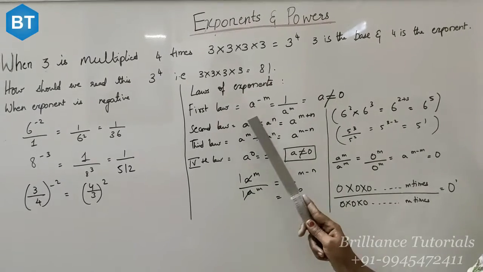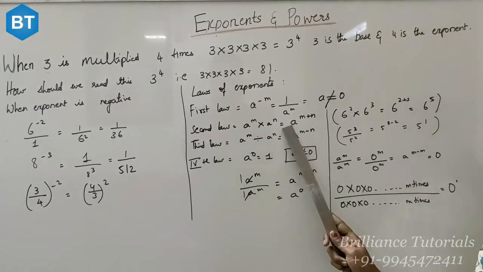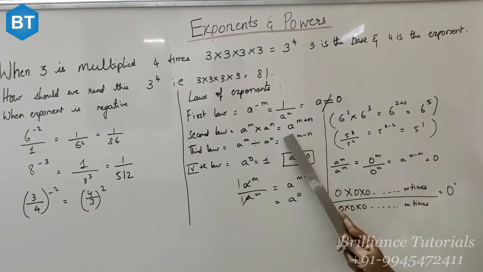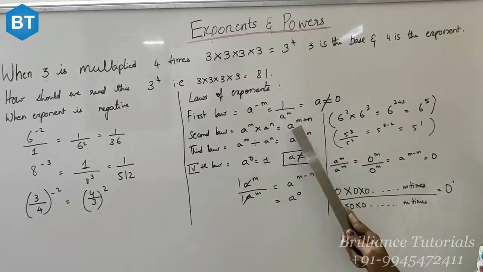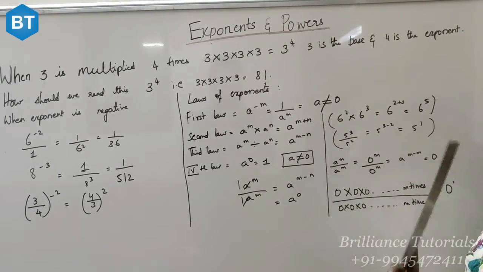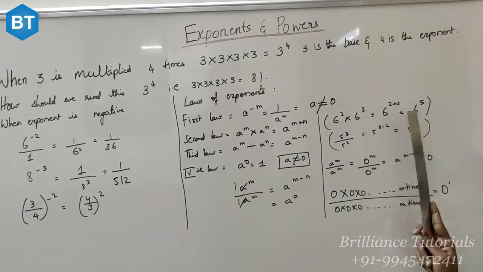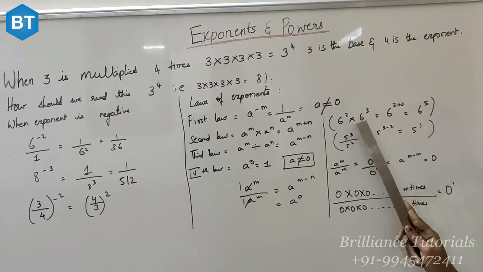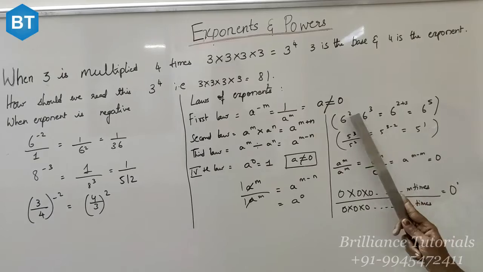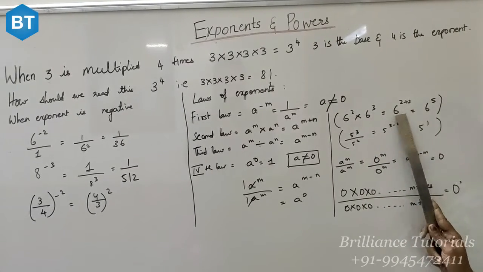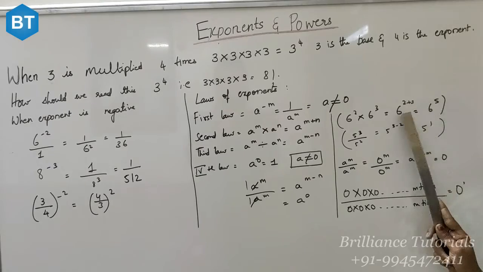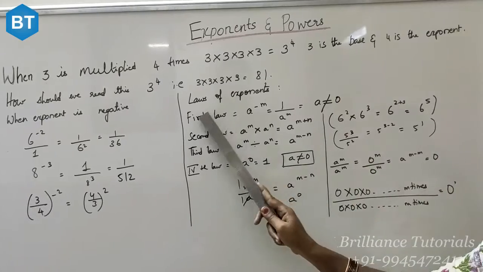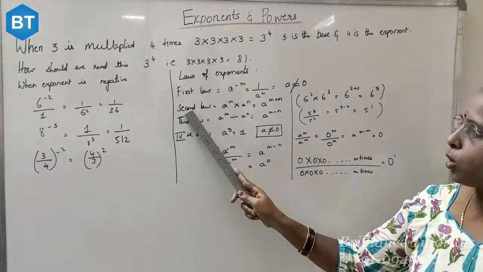Second law: a to the power m into a to the power n is equal to, we have to put together m and n, that is m plus n. So when we multiply both the powers, the result will be a to the power m plus n. I have given an example so that you can easily understand this formula. 6 to the power 2 into 6 to the power 3 is equal to, add up both the exponents. The base is 6. What are the powers? 2 plus 3. So 6 to the power 5. So this is about the second law. The first law is about division, the second law is about multiplication.